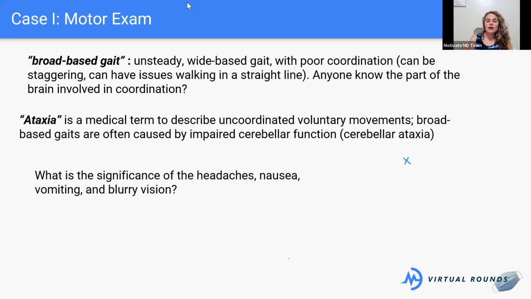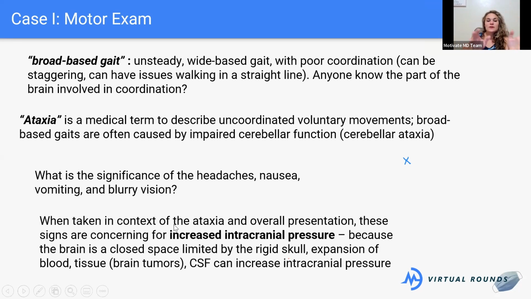So when we're already thinking that there could be an issue in the brain, in the cerebellum, when we have headaches, nausea, vomiting, blurry vision, that can be an indication that we have way too much pressure in the brain. So let me show you. Yes, when taken in context of the entire presentation, these signs are concerning for increased intracranial pressure. The brain is like a closed space, right? You have this rigid skull, you have your brain, you have all of the cerebrospinal fluid that is coating the brain and cleaning it, and the lymphatics and the vasculature. You have all of that in this enclosed space.